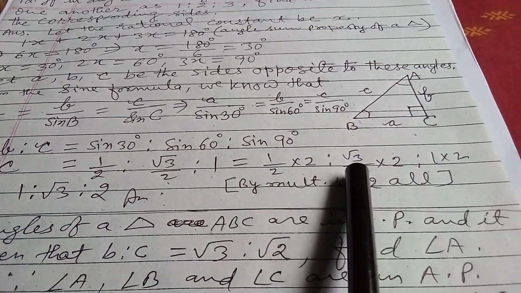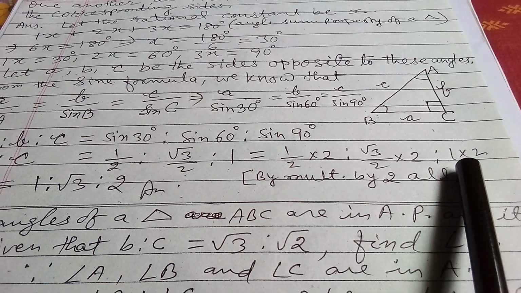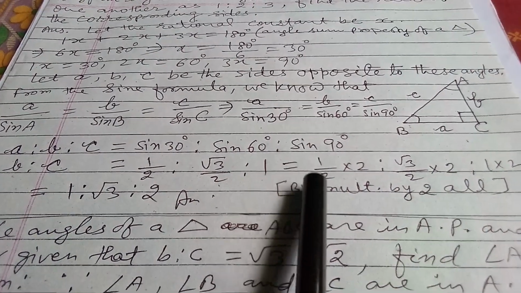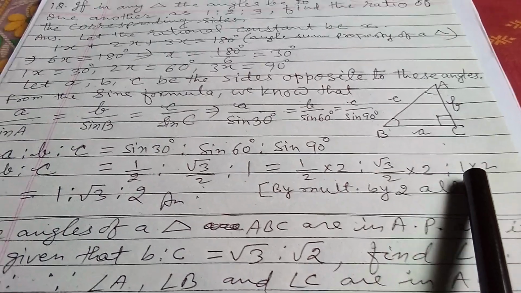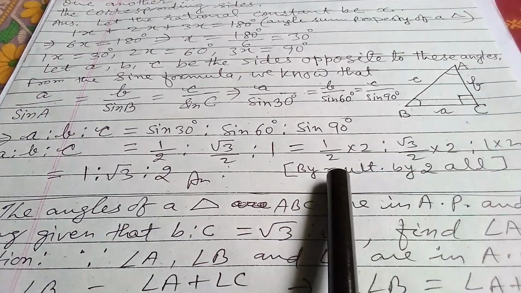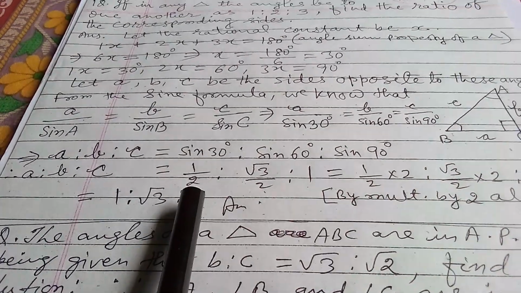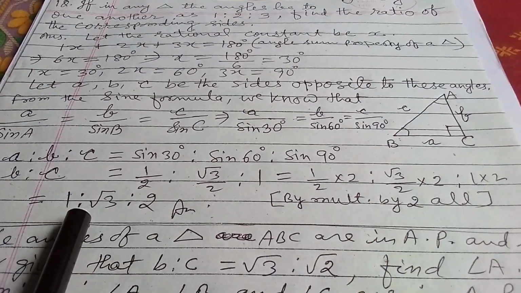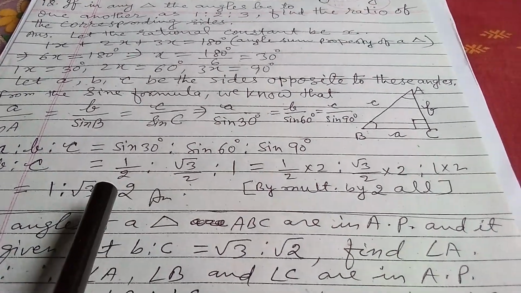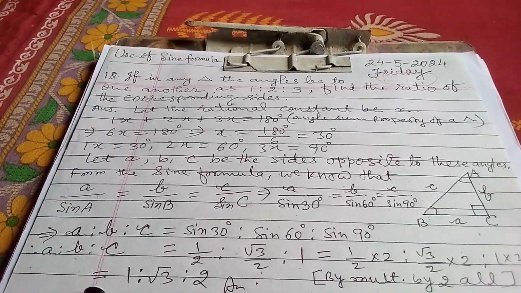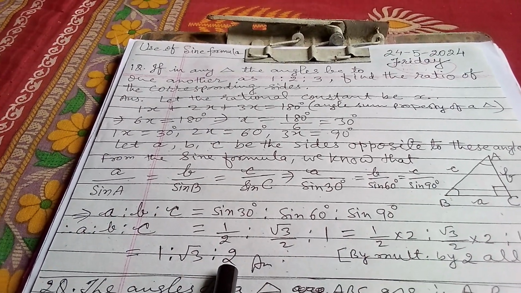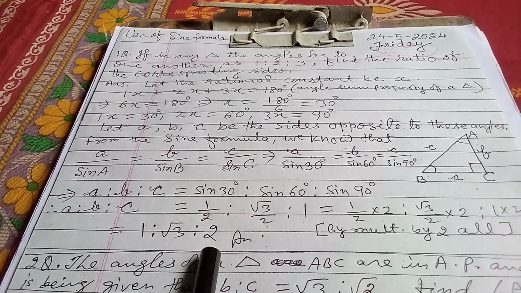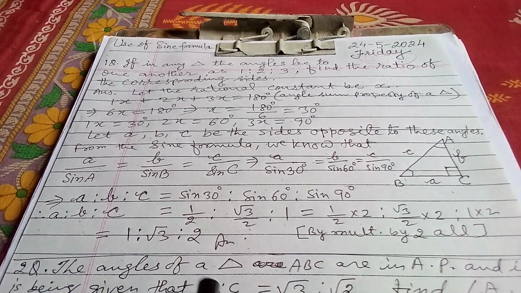Now all these ratios are multiplied by 2. Then we get 1 by 2 into 2 is to root 3 by 2 into 2 is to 1 into 2, and the 2s cancel, giving 1 is to root 3 is to 2. Therefore, a is to b is to c equals 1 is to root 3 is to 2. This is the corresponding sides ratio.